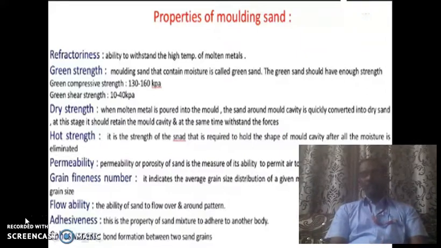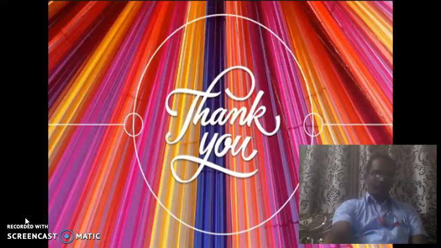Cohesiveness is the property of sand to stick to other sand particles. Only then can we fuse the sand together. We can join the sand particles to each other with binders, additives and other resins. That is called cohesiveness. So these are all the various properties of molding sand that we have.